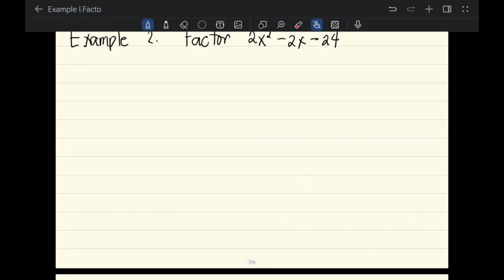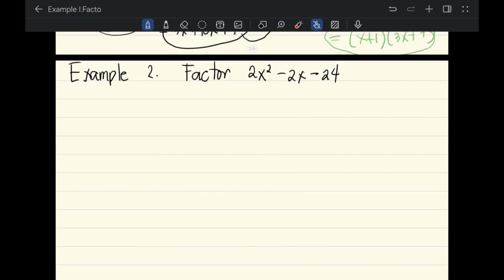Okay. Example number 2, factor 2x squared minus 2x minus 24. Step 1, multiply A and C. So that is 2 times negative 24, that is negative 48. The next step is to find the factors.